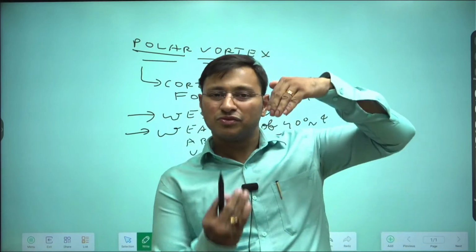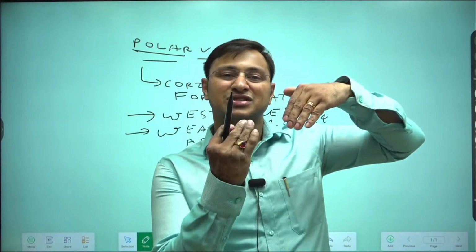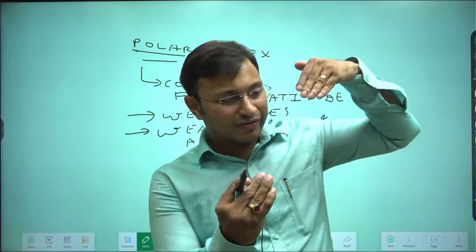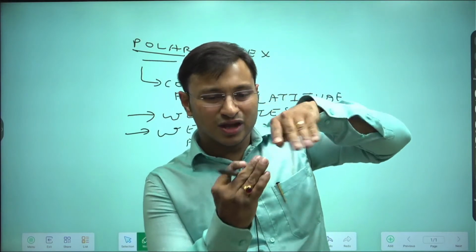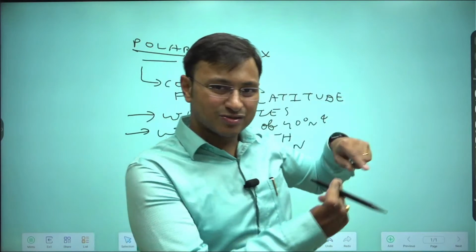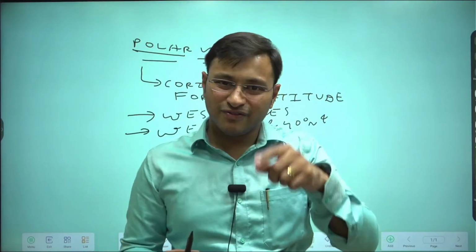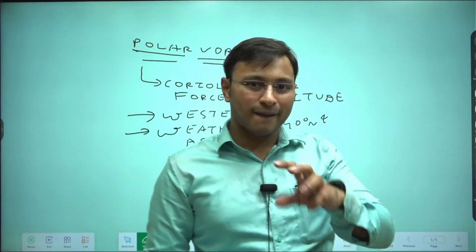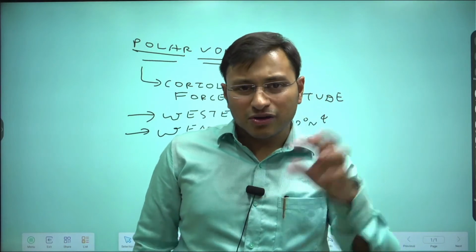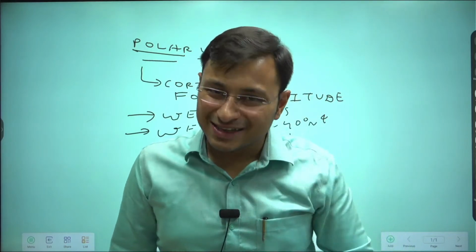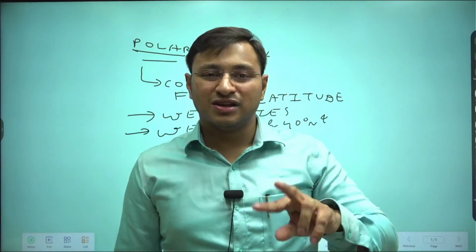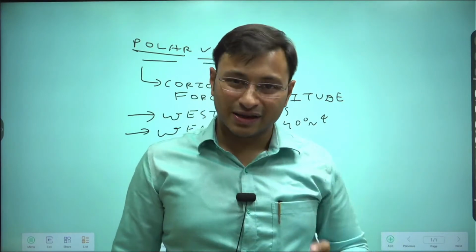Another arm will move towards 60 to 65 degrees north, where it will meet the cold air coming from the poles. So two more vertical circulation cells will be completed, called the Ferrel cell and the polar cell. And I taught you that out of these three cells, only the Hadley cell is a thermally induced cell. The rest of the two are dynamically induced cells.